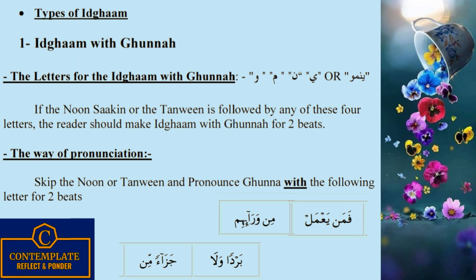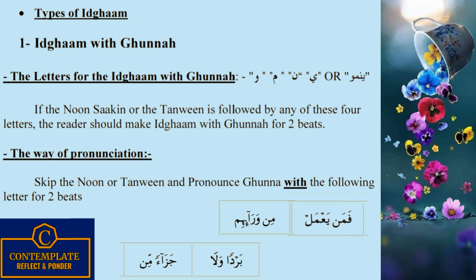I'll repeat it again: there are 4 letters included in this type of idgham, which is idgham with ghunna. Those letters are letter ya, letter noon, letter mim, letter waw. To make it easier for students to memorize quickly, there is another mnemonic, which is called ينمو.